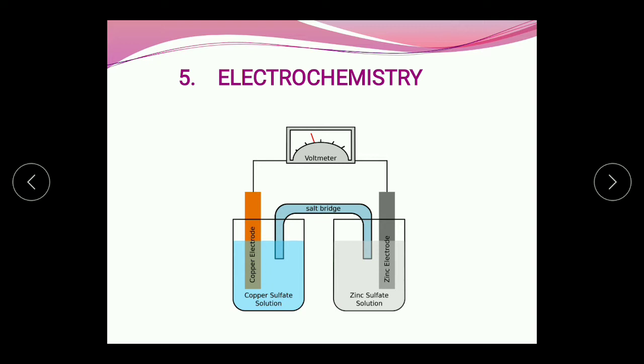Do you know? So many metals are produced every year by the electrolysis process. Magnesium particularly is produced from seawater by electrolysis. So electrolysis is a very important process. What do we do in electrolysis? We carry out a chemical reaction by passing electricity, and that reaction is of non-spontaneous type.